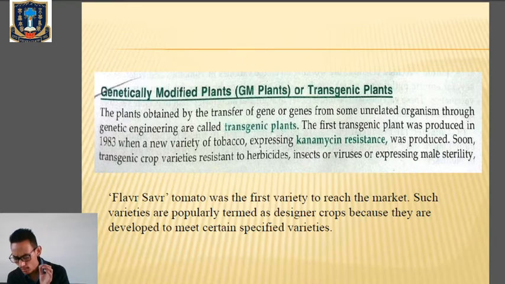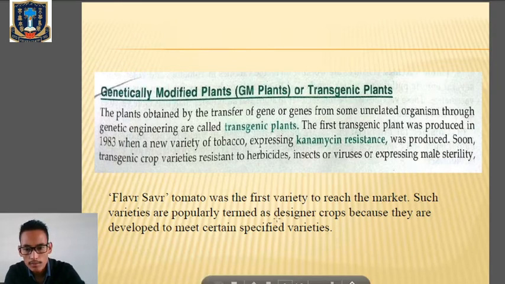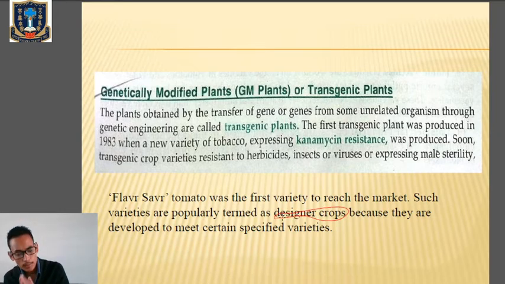So Flavr Savr tomato was the first variety of tomato to reach the market. Remember the term Flavr Savr tomato, which was the first genetically modified tomato, was the first variety to reach the market. Now such varieties are popularly termed as designer crops. Remember the term, such varieties are popularly known as designer crops because they are developed to meet certain specified requirements.